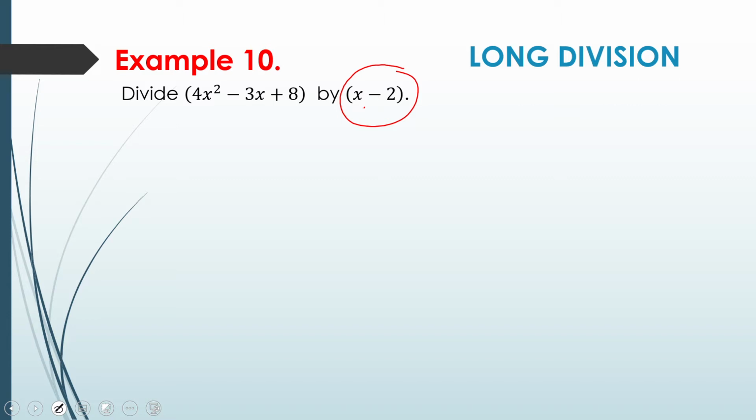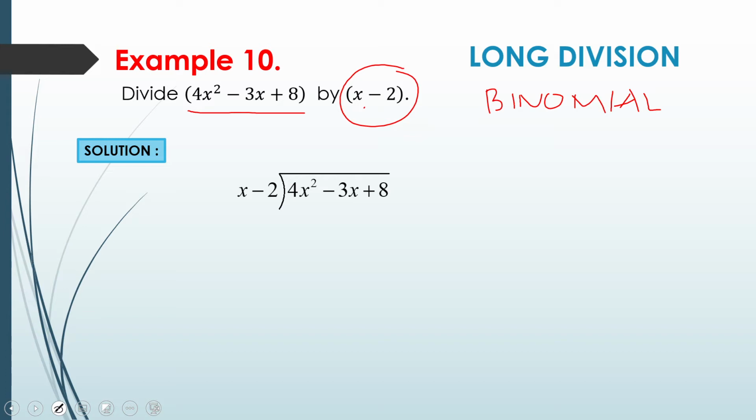So here we have 4x squared minus 3x plus 8 divided by a binomial, a two-term polynomial. Here we will use long division. What you need to do first is divide the first term by the first term. Dividing means if you have the same base, you subtract the power. So 4x squared divided by x will give you 4x.